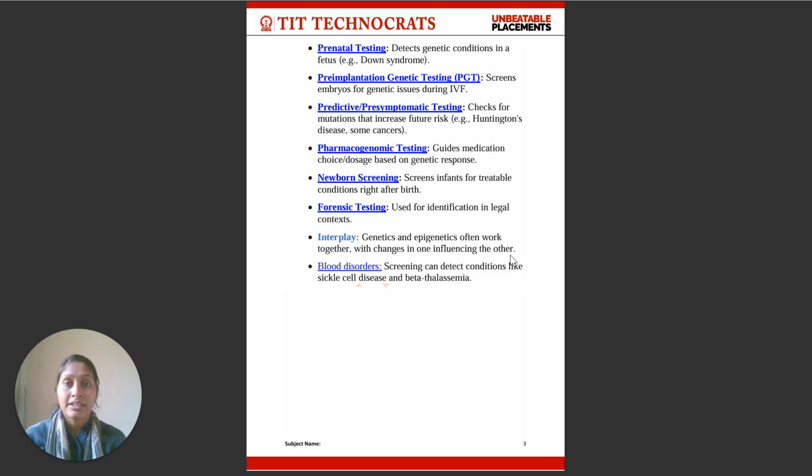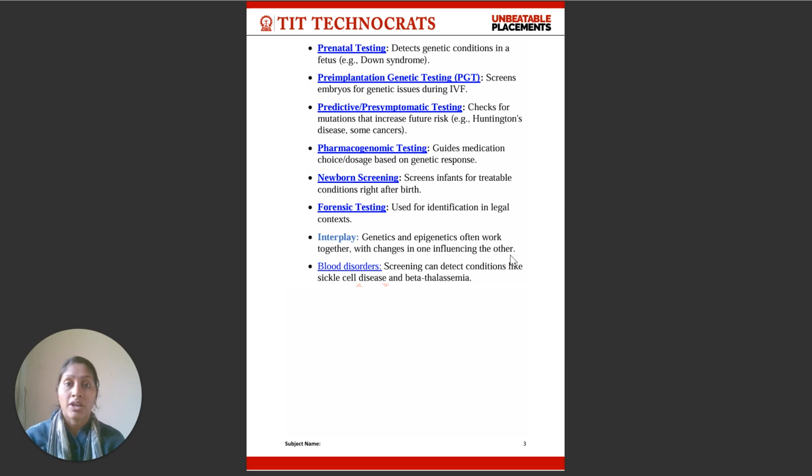Then prenatal testing. In this, detect genetic conditions in a fetus. Example, Down syndrome. Next is pre-implantation genetic testing, PGT, which screens embryos for genetic issues during IVF. Then predictive pre-symptomatic testing checks for mutations that increase future risk. Example, Huntington disease, some cancers.